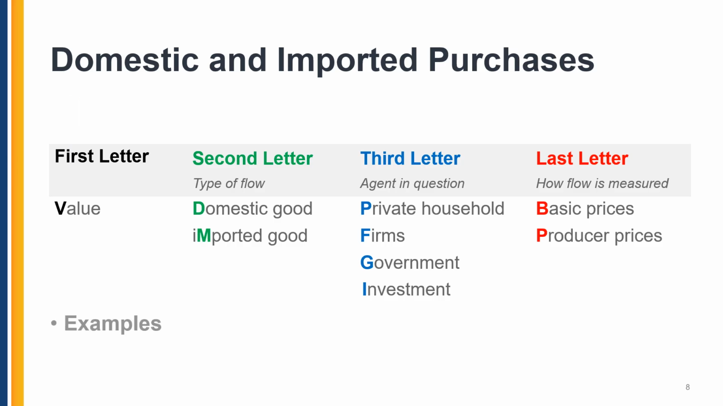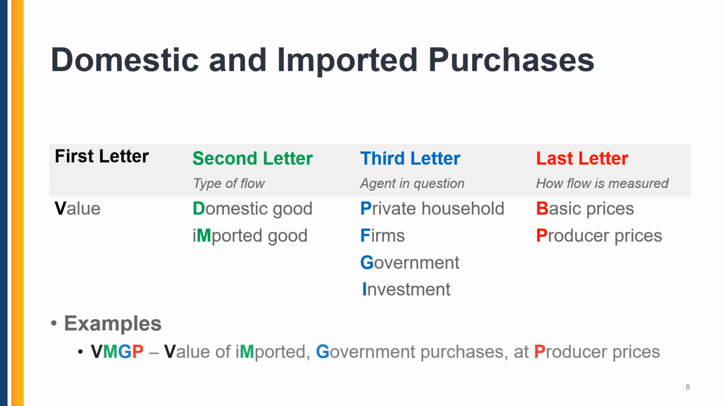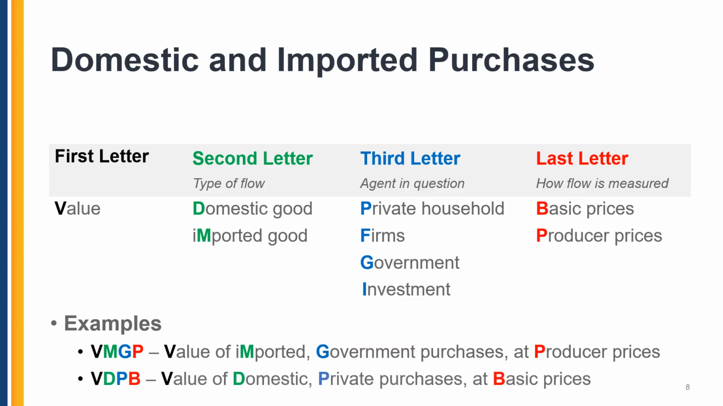Now let's look at a couple of examples. Consider the coefficient VMGP, which is the value of imported government purchases at producer prices. Similarly, VDPB is the value of domestic private purchases at basic prices.